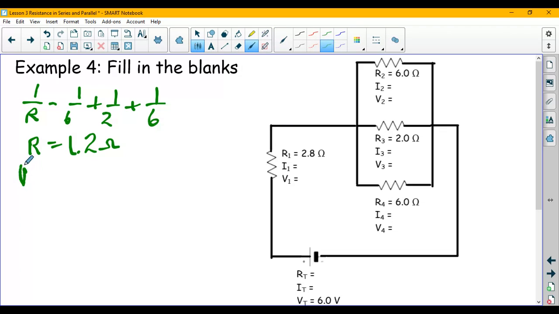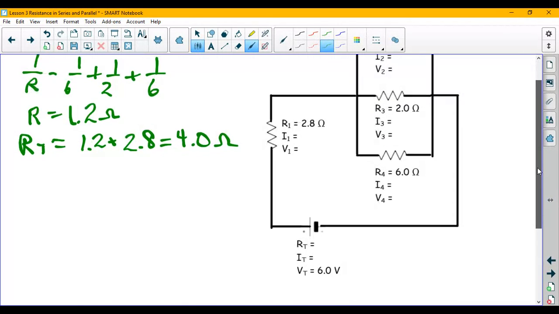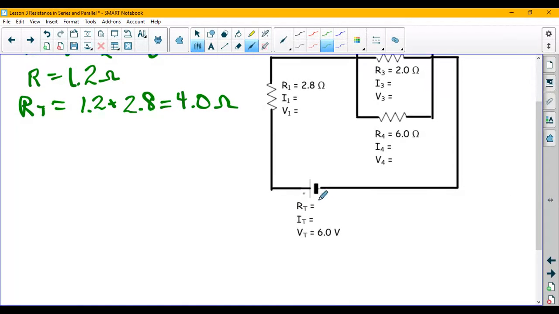So to get my actual total resistance, what I have to do is now take my 1.2, add my 2.8, and that will give me 4. So 4 ohms of resistance in total. That's very logical. So I'm going to put that down here.